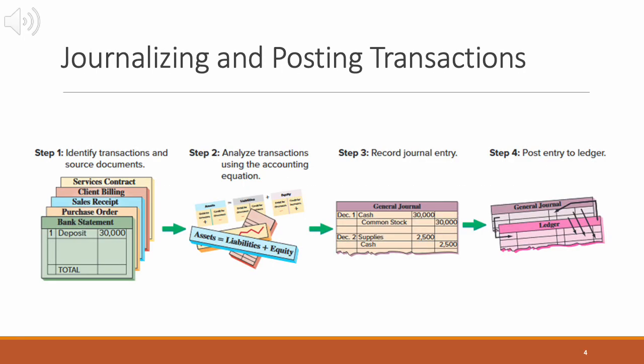Let's go through the steps of journalizing business transactions. Step 1. Identify transactions and source documents. Every transaction starts with evidence, like a sales receipt, a service contract, a purchase order, or a bank statement. These documents prove the transaction happened.